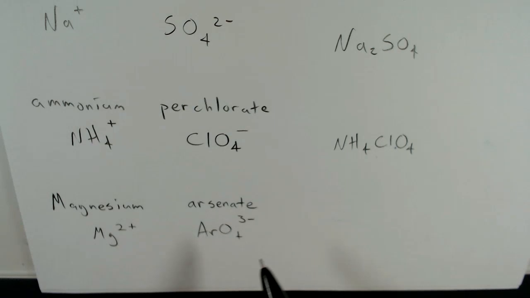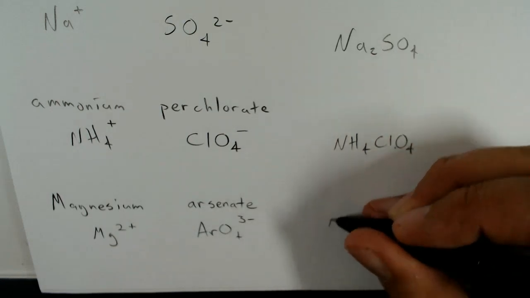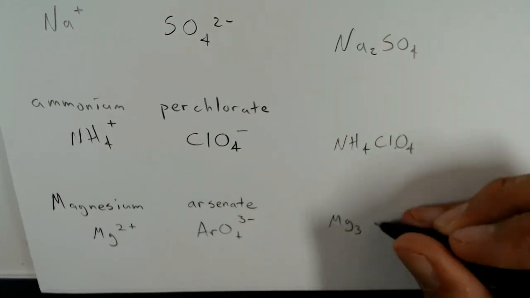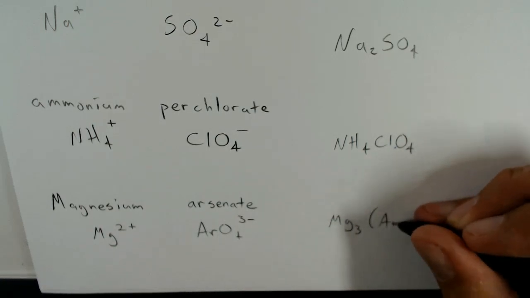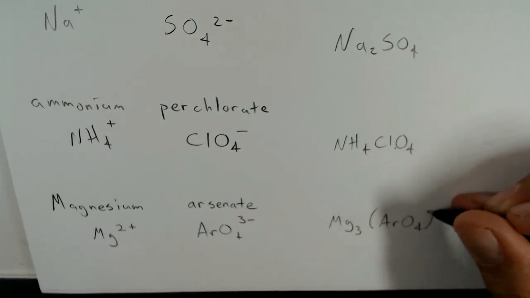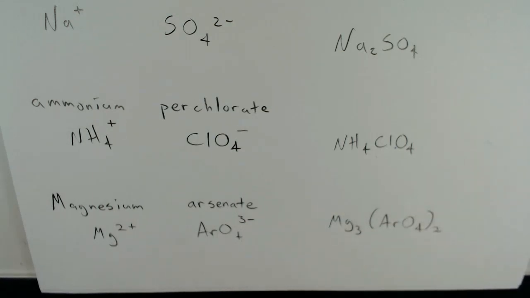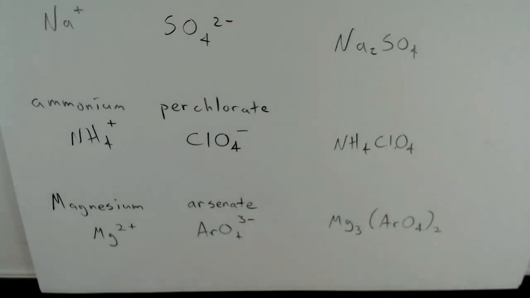All right, so when I do the cross method here, I notice I do need more than one of the arsenates. So I'm going to go ahead and make sure I use parentheses here. So we need 3 of the magnesiums, parentheses, ArO4, close parenthesis, 2. And as an aside here, how many oxygen atoms are in that compound? There are 8. Yeah, there are 8. Okay.